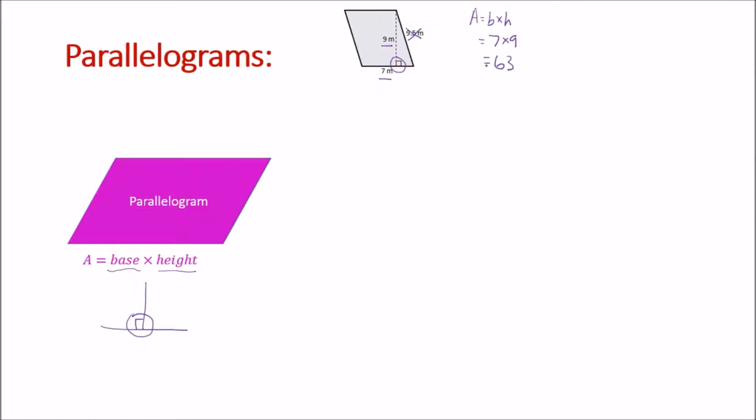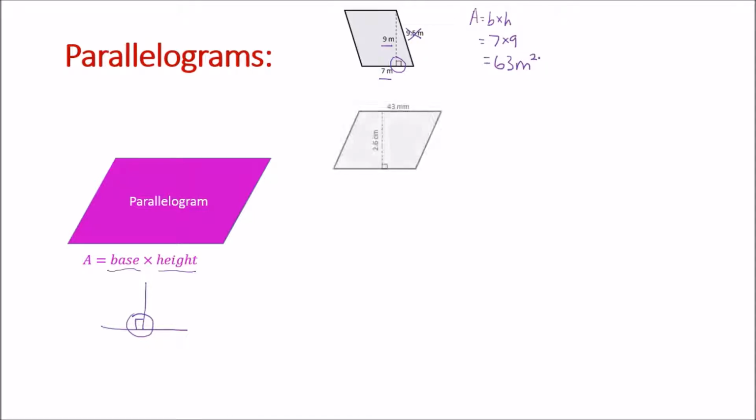We were working from meters, but because we've gone base times height, we've gone two different meter measurements. We've actually gone meters times meters. So we're now working in meters squared for area. Anytime you work out an area, you're going to want to put a squared sign on your units.